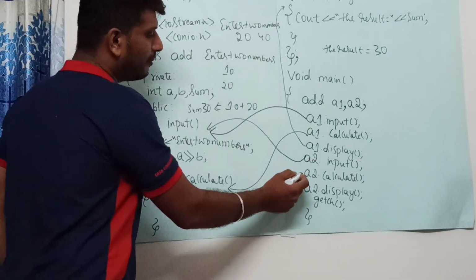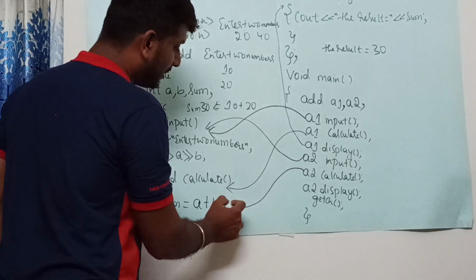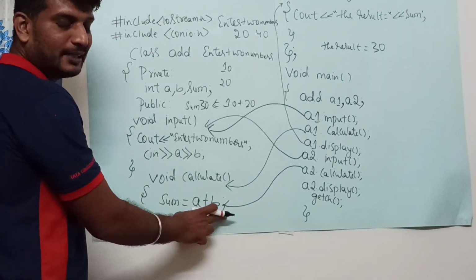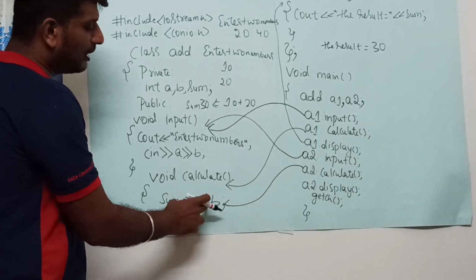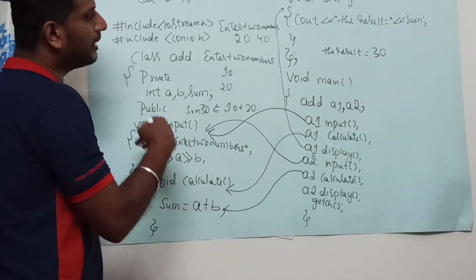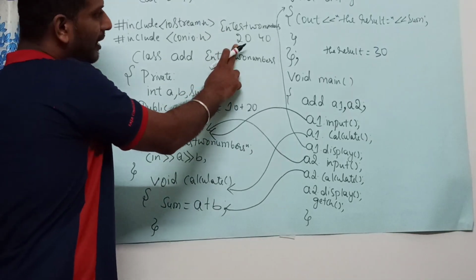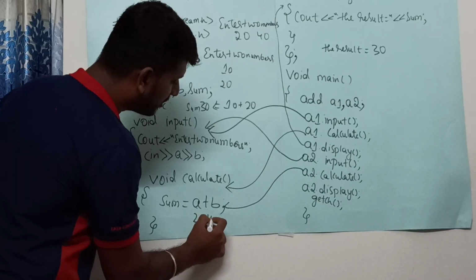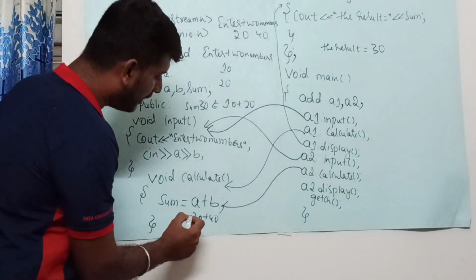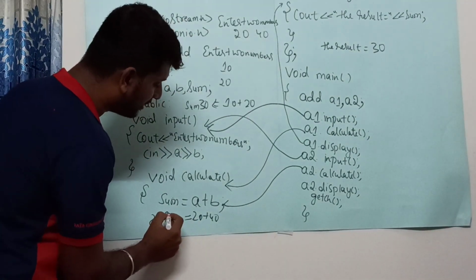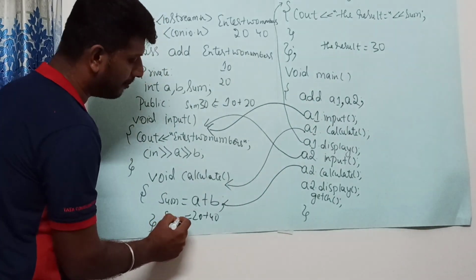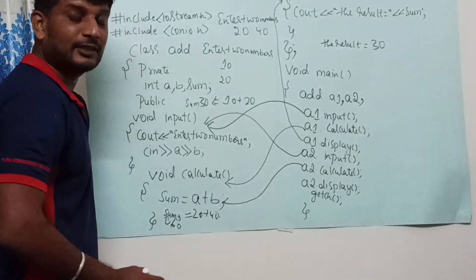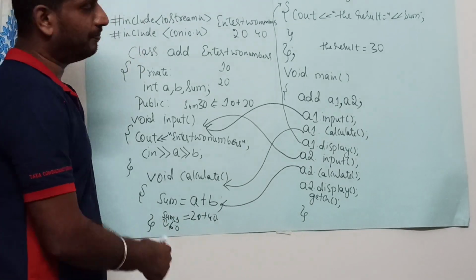So next what happens is we will call the next function. The next function gets executed, that is A2 dot calculate. In A2 dot calculate you have this particular statement, that is sum is equal to A plus B. According to the given input, the value of A will be 20 and the value of B will be 40. So 20 plus 40 gets added and the result gets stored in the variable called sum. Now 20 plus 40 is nothing but 60. This 60 gets stored in the variable called sum.